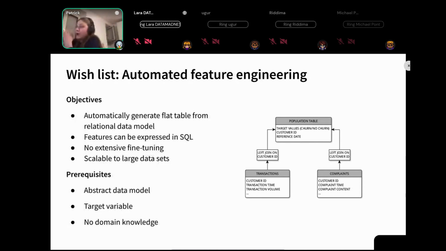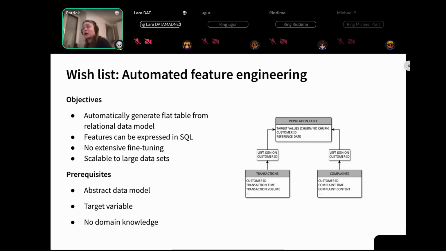So I hope that I have sparked some interest in the topic of automated feature engineering, and now I want to dig a bit deeper and talk about what we are hoping for when we talk about automated feature engineering. Obviously our objective is to automatically generate a flat table from a relational data model. This is what we've just talked about. Automate the process of manual feature engineering.